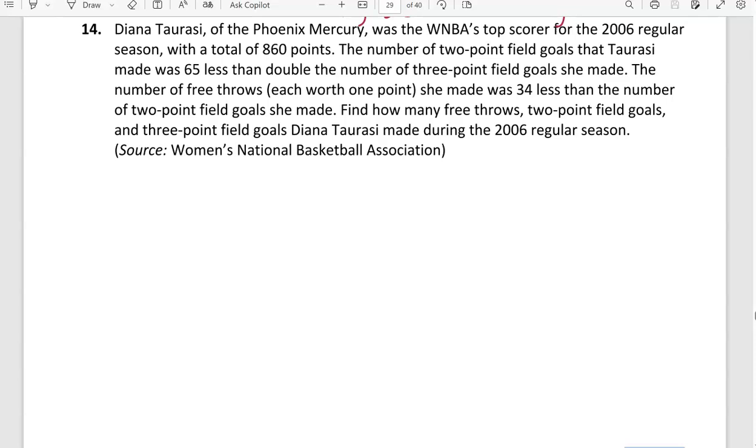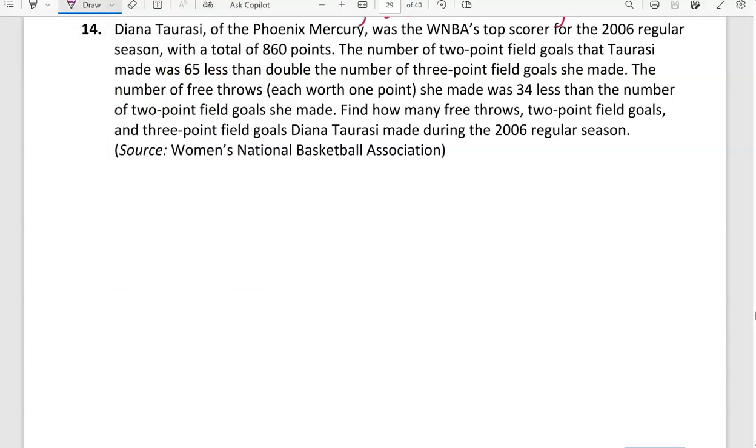And now for the last two exercises in practice 3E. In number 14, Diana Taurasi of the Phoenix Mercury was the NBA's top scorer for the 2006 season with a total of 860 points. So the number of 2-point field goals that she made was 65 less than double the number of 3-point field goals that she made. The number of free throws was 34 less than the number of 2-point field goals she made.